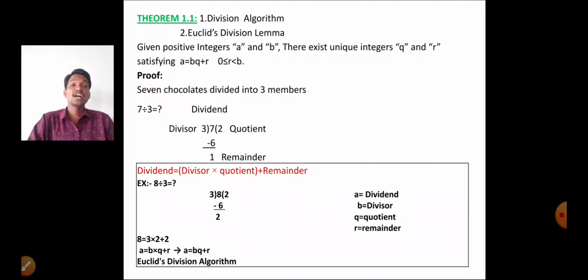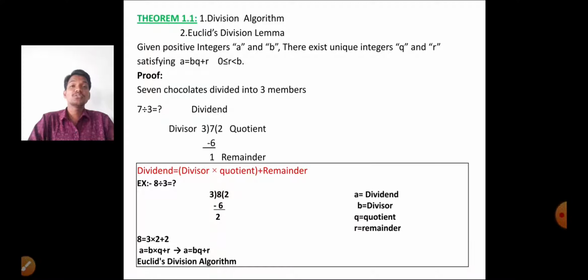For example, I have 7 chocolates. I equally distribute them among 3 children, so each person gets 2 chocolates. 2 plus 2 plus 2 is 6. So the remaining 1 chocolate is there, so that we have to keep.